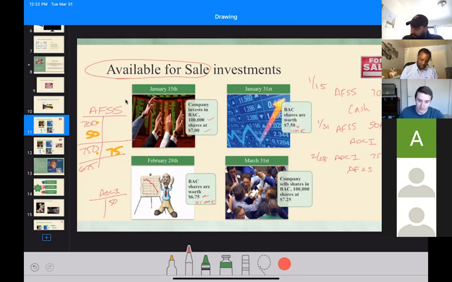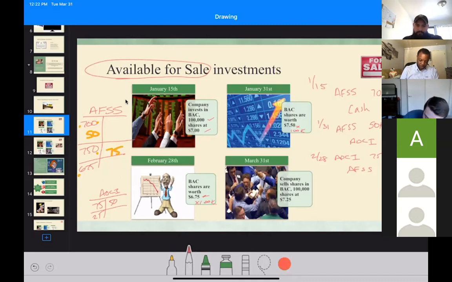75K, 75. So now my overall equity has gone down 25,000, right? Which reflects that my asset has dropped from 700 to 675. The only difference, you guys, is that these ups and downs are not being reflected in the income statement.